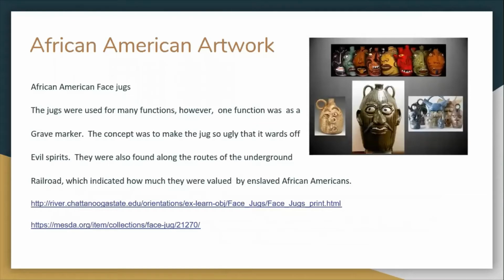African American artwork. Pictured here are African American face jugs. The jugs were used for many functions, however, one function was as a grave marker. The concept was to make the jug so ugly that it would ward off evil spirits. They were also found along the routes of the Underground Railroad, which indicated how much they were valued by the enslaved African Americans.